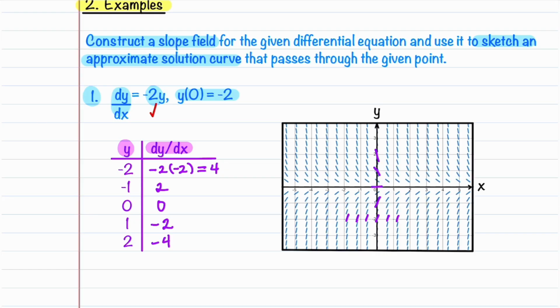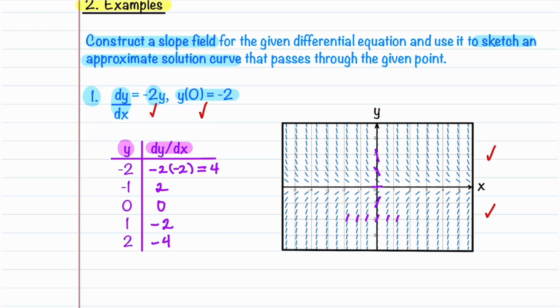Notice that in our graph, the slope fields are the same for every value of x. That's because our function is equal to -2y and doesn't depend on x. Let's also notice that the slopes are negative for points above the x-axis, and they're positive for points below the x-axis. Let's now plot the solution curve that corresponds to the initial condition, y of 0 is equal to -2.